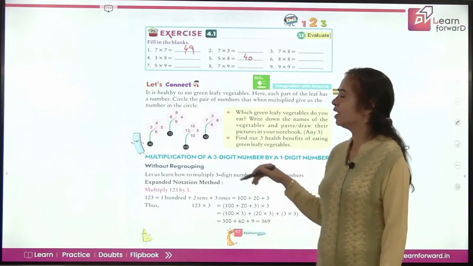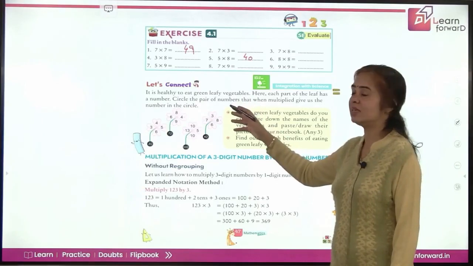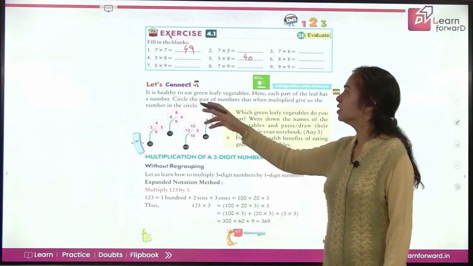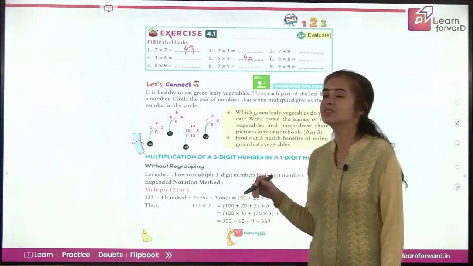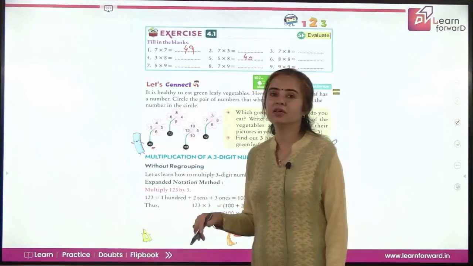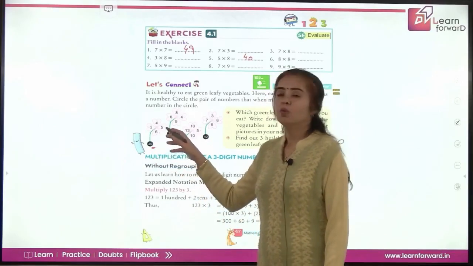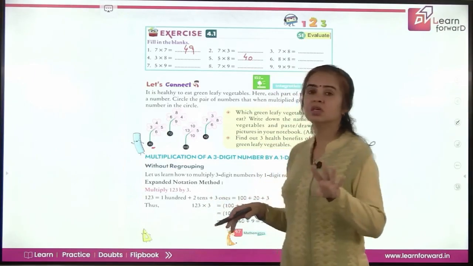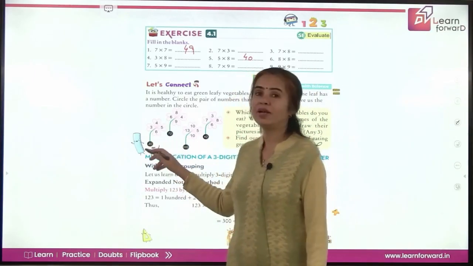Now let's connect. It is healthy to eat green leafy vegetables, isn't it? Yes. Here each part of the leaf has a number. Circle the pair of numbers that when multiplied give us the number in the circle. So what do you see? You have some number written here in the circle, and in the petals of the flower, what you see? 4 numbers are written. So you just have to circle the numbers which will give you the product 20 here.